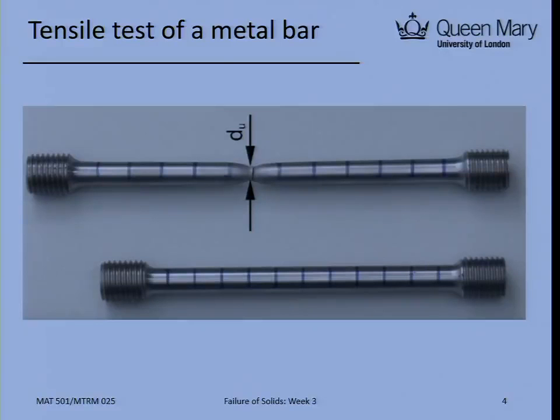So let's draw. If you divide the force by the original cross-section area, then you get the stress.